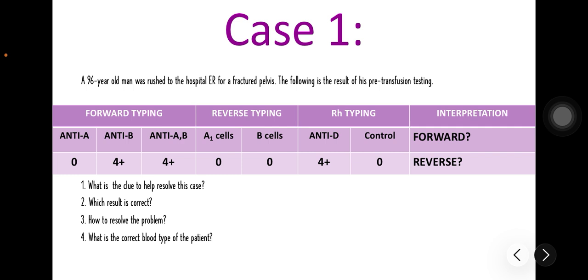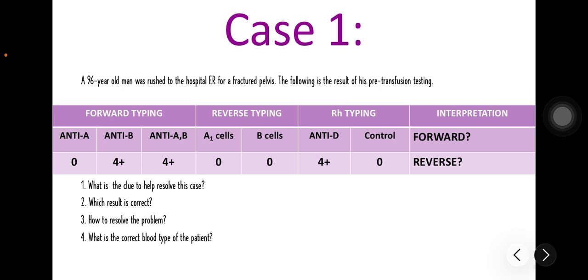The patient is 96 years old, and in elderly patients, the immune system becomes weaker. They may produce weak or missing ABO antibodies, and then reverse typing reactions may be weak or absent. So this explains why there is no reaction with your known A1 cells. So which result is correct? The forward typing is usually more reliable in elderly patients. Forward typing clearly shows strong reaction with anti-B, which is 4 plus, strong reaction also with anti-AB, which is 4 plus. Therefore, the correct blood type is group B.